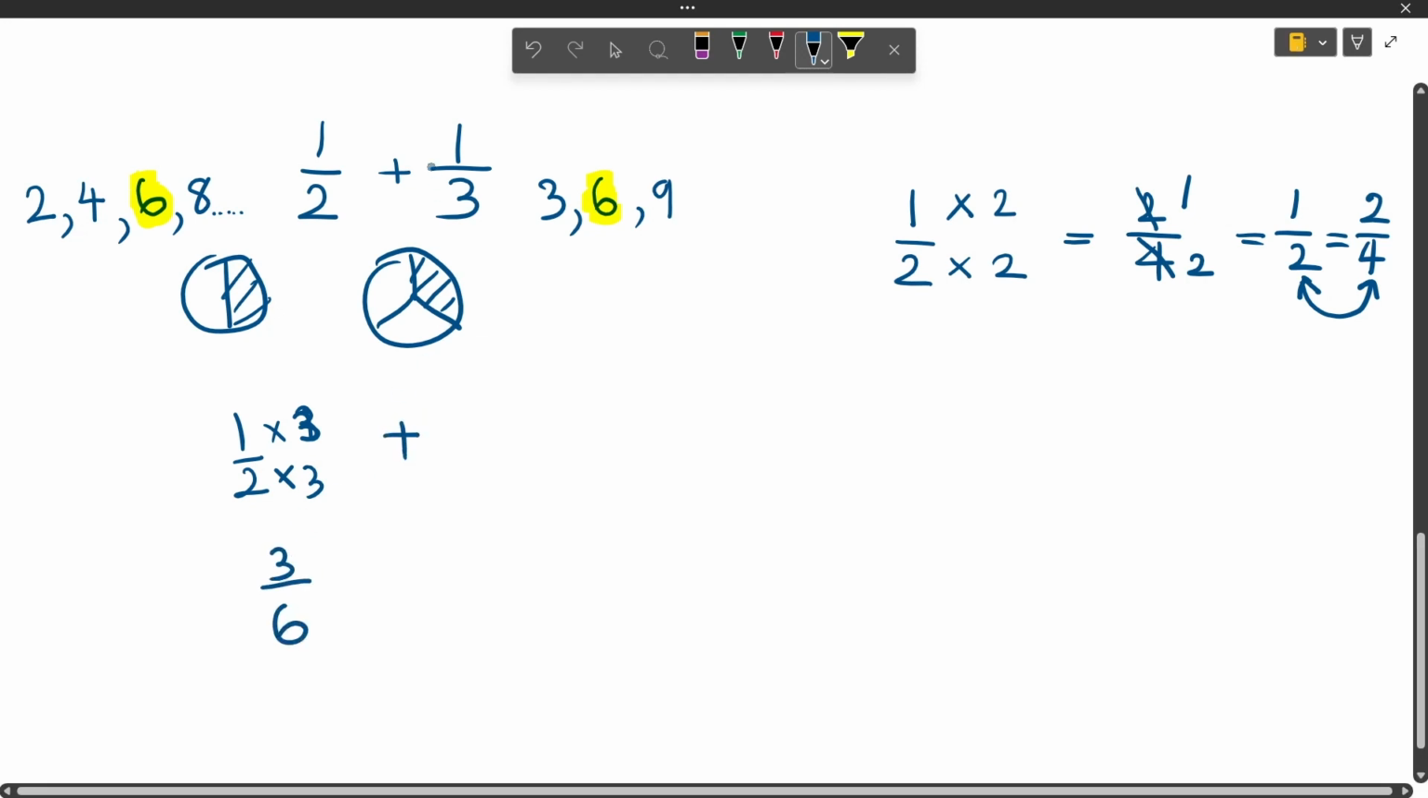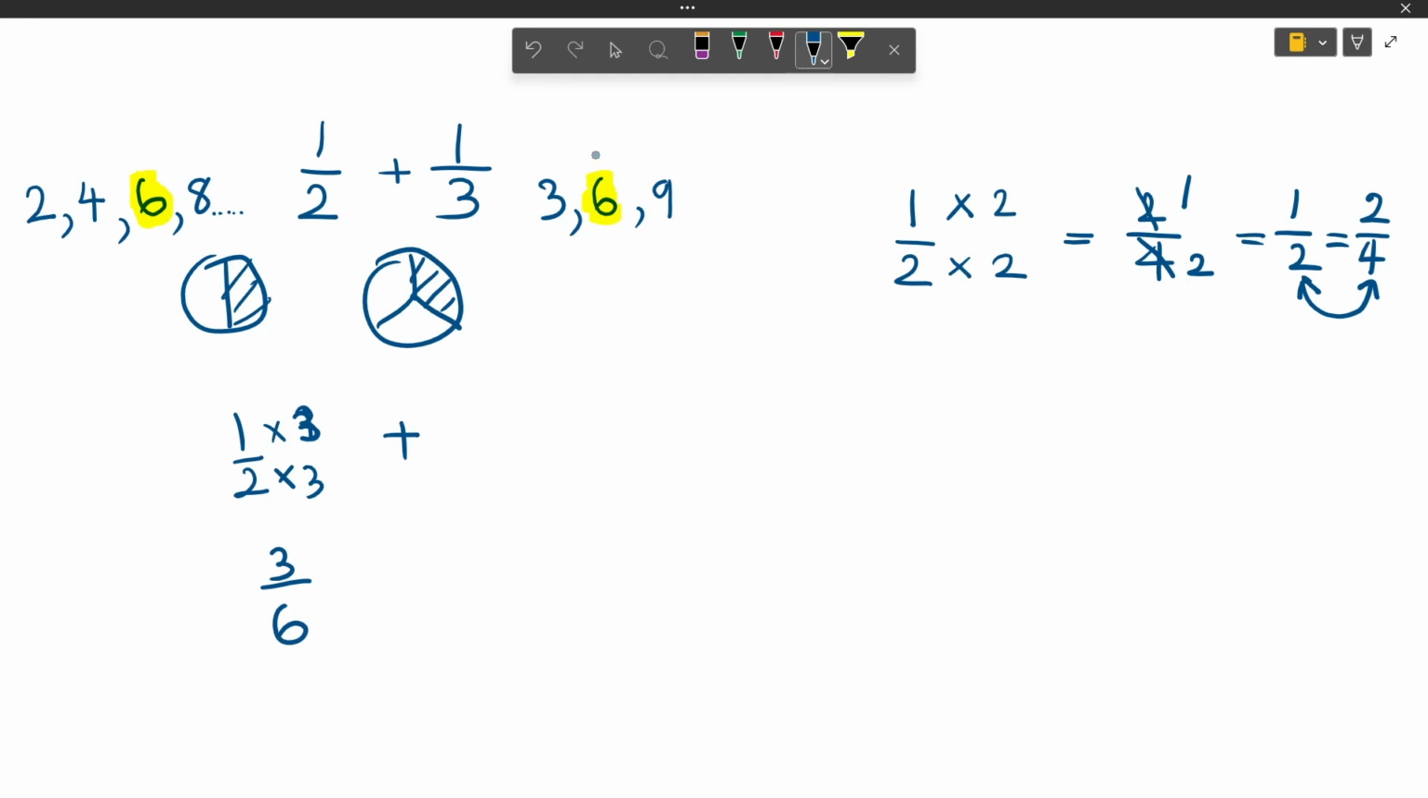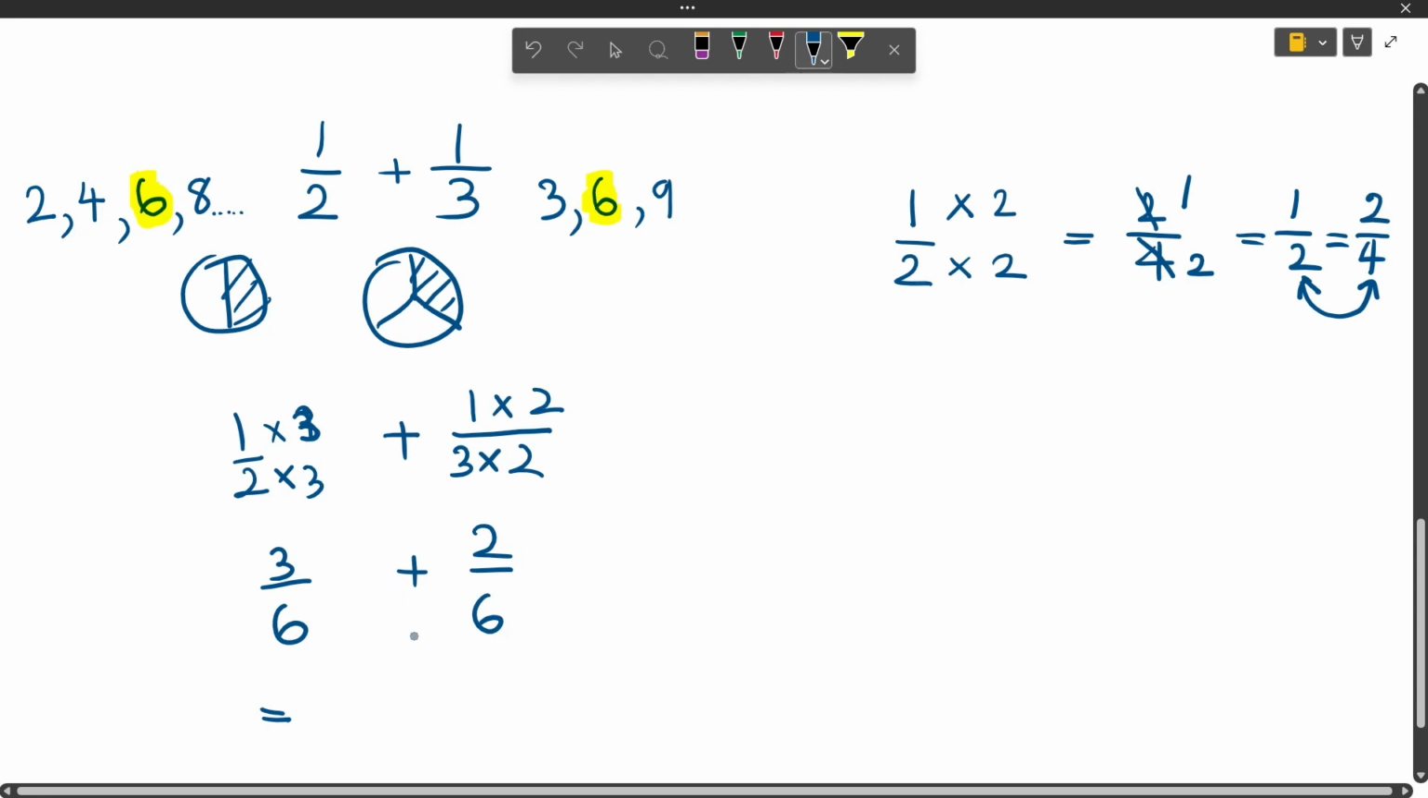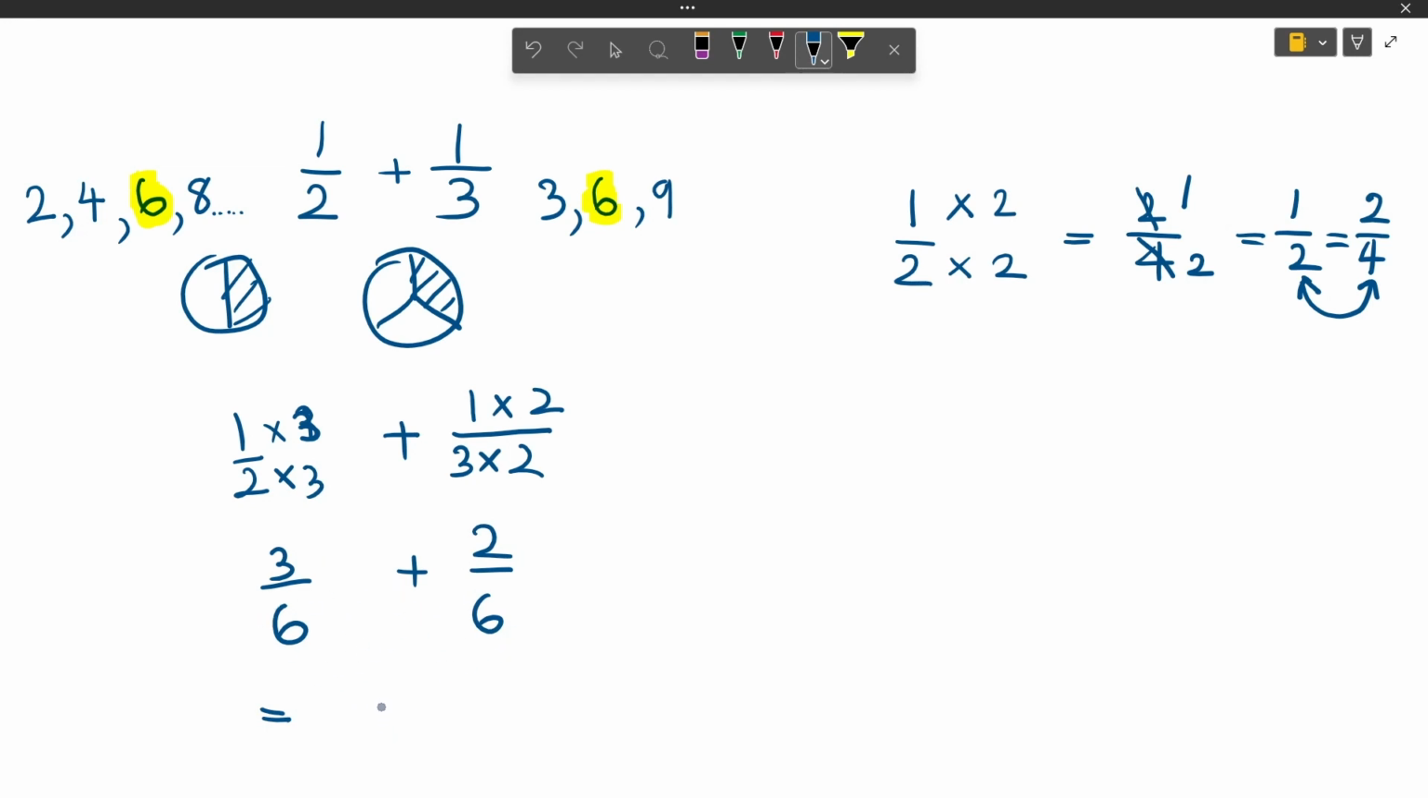Now we have to make this denominator also into 6. How do we make 3 into 6? 3 times 2. Okay. We have to do the same thing to the numerator also. So 2 over 6. Now we get the denominators the same, and then we find the final answer.